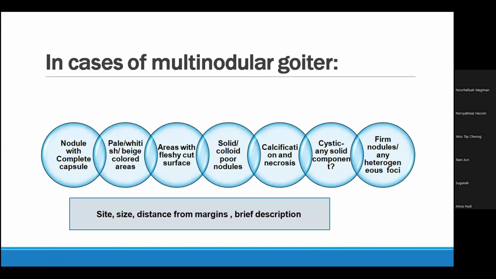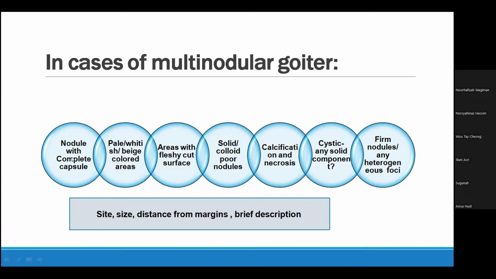Okay, so in multinodular goiter, you expect to see a lot of colloid nodules, isn't it? A lot of nodules. So what is the pragmatic approach? What will be the practical way in grossing multinodular goiter? Are you going to just randomly sample the nodules, or just each lobe, or how do you want to approach it? Basically, you have to inspect all the nodules, even if there are more than 10 nodules, open up each nodule, have a look. Then you have to look out for these features here.